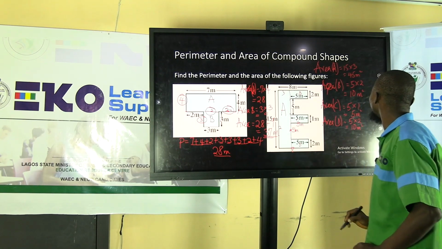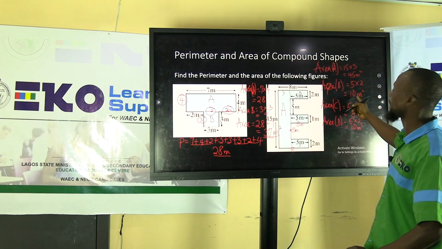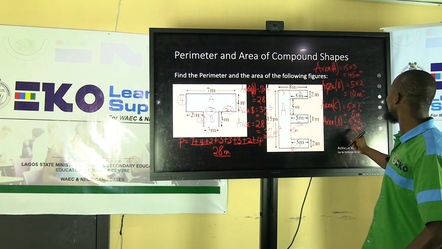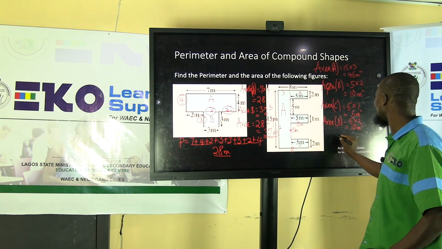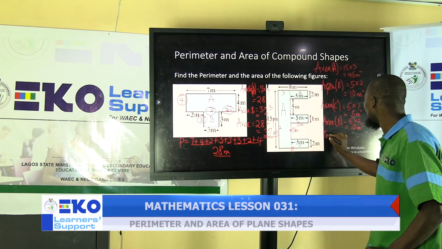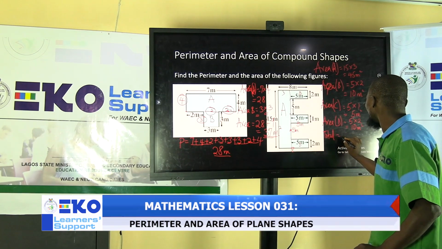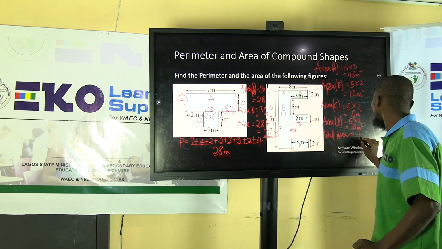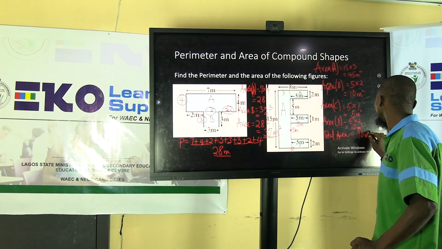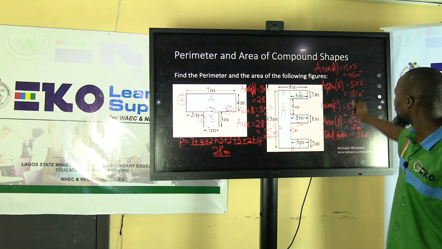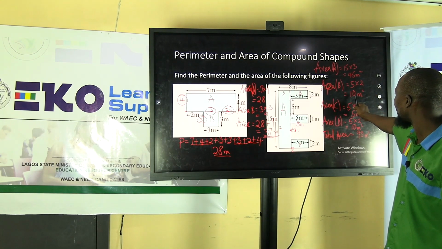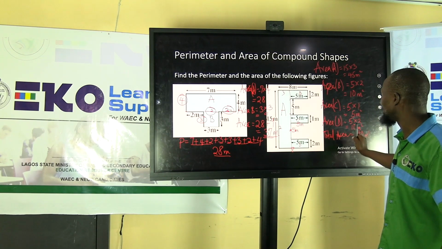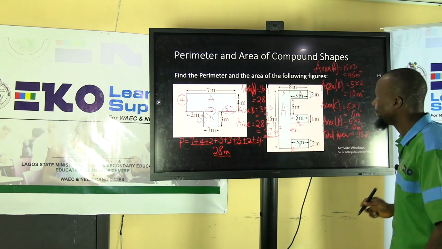So can we add all the areas together? 45 plus 10. That's what? 55. Plus 10, 65. Plus 5, 70. So the total area is what? 70 meters squared. So we add that again. 45 plus 10, 55. Plus 5, 60. Plus 10, that is 70 meters squared.